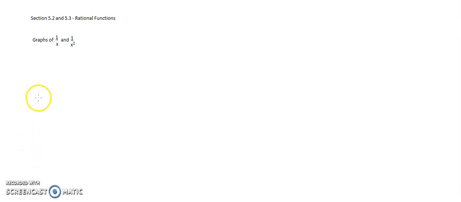Welcome to sections 5.2 and 5.3. We're going to combine these sections because the information overlaps, and we're not going to do everything that's in these sections if you look at what's covered in the text, but we're going to put them together and give you a background in rational functions.